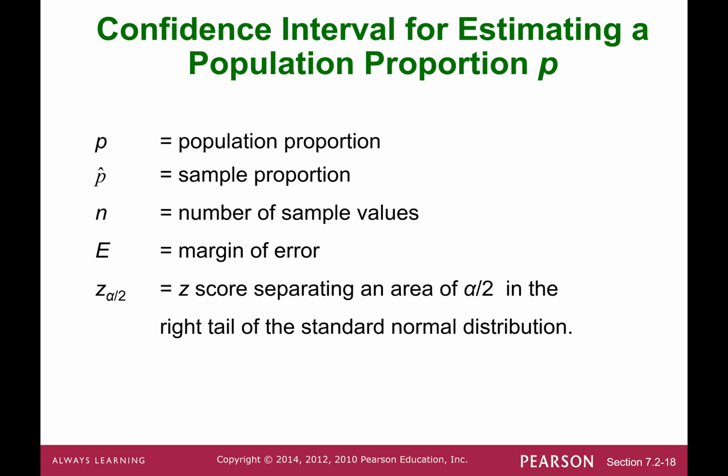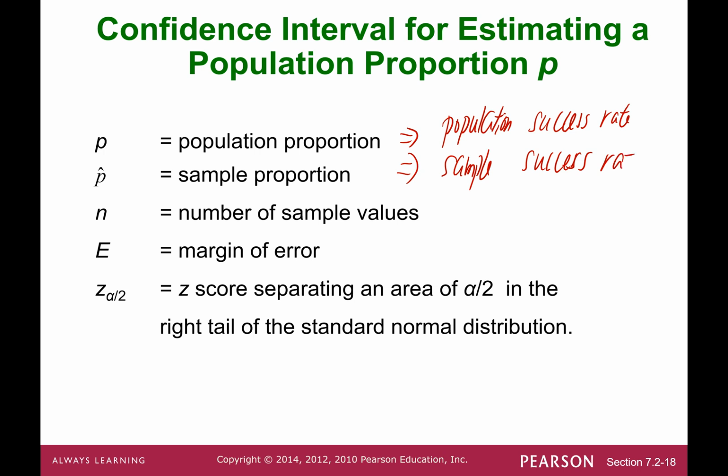Capital letter P is the population proportion. You can also say it's the population success rate, while p hat is the sample proportion, the sample success rate. For that Twitter example, knowing Twitter is the success event, and not knowing Twitter is the failure event. n represents the sample size, the number of sample values. E is the margin of error. z alpha over 2 is the critical value, the critical z-score, right?